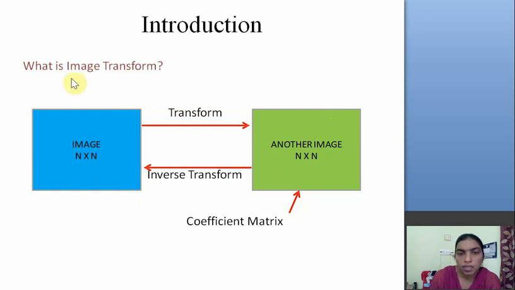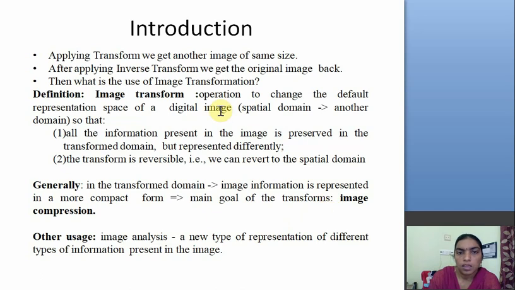So here, image transform is nothing but one domain of the image being converted into another domain. It consists of a coefficient matrix. So okay, see here the definition of image transform. By applying the transform, we get another image of the same size. After applying the inverse transform, we get the original image back.